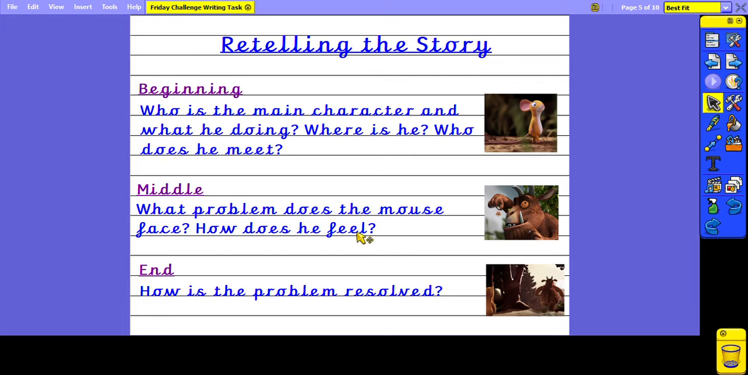And then in the middle of the story, he faced a bigger problem because he met the Gruffalo himself. Think about how he might have felt during this time and how you could describe the Gruffalo and what he did to the mouse. And then at the end of the story, the problem is resolved. So how did the mouse trick the Gruffalo and manage to escape from him?